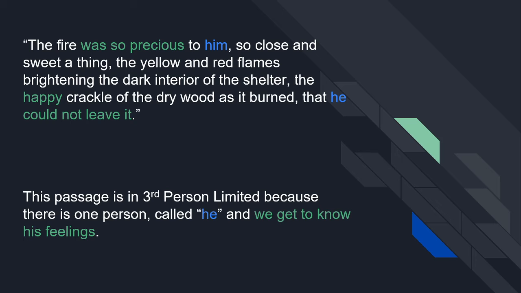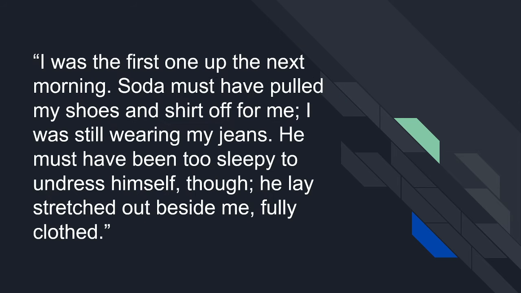This passage is in third person, limited because there is only one person in this story, and they're called he. So we've got our pronoun he, tells us it's in third person. Now, how do we know it's limited? We know that it's limited because there's only one person, and we know that it's not objective because we get to see his feelings. He thinks the fire is precious, he's happy about it, and he feels like he can't leave. Okay, so that's our first example there of limited.